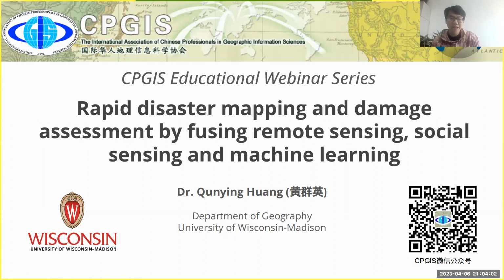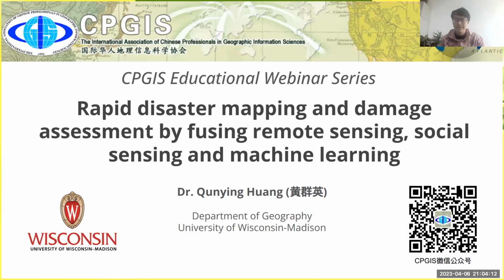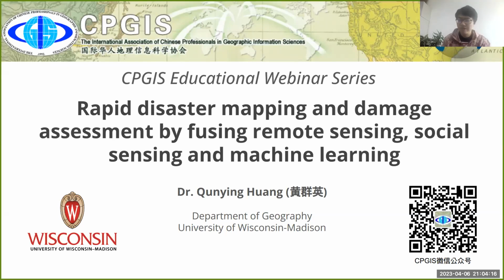Rapid disaster mapping and damage assessment by following remote sensing, social science, and machine learning. I think this is a very hot topic here, and I also know a lot of students are very interested in it, because machine learning and disaster management is a very hot topic at the current time.